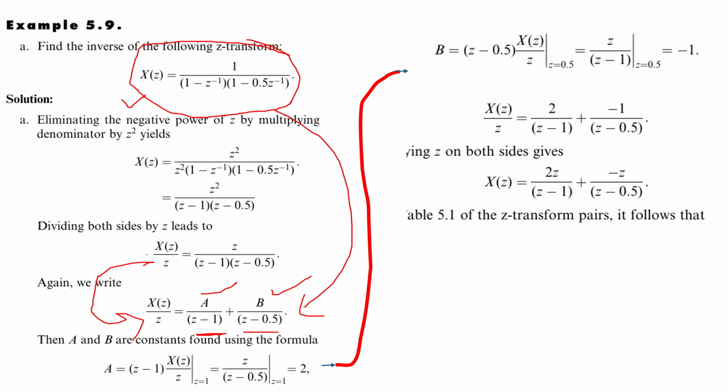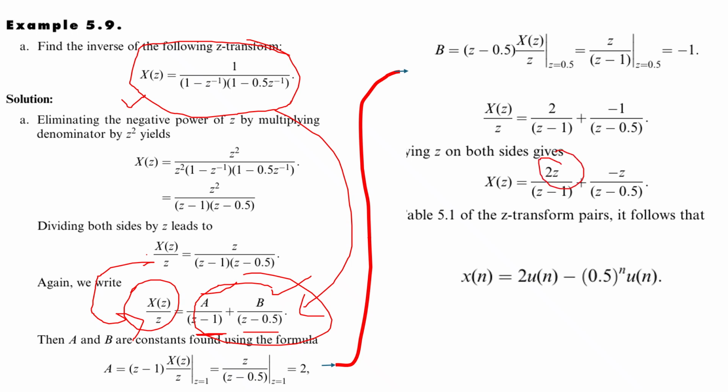Once we solve the left side and right side, if you equate the equations, you will get the values of A and B, right? A is equal to 2z, and B is equal to minus z. After solving, you will get it, right? Now see, z minus 1 is nothing but u of n, and 2 is there, so 2 u of n, and similarly half to the power n u of n. So this is the simple technique.